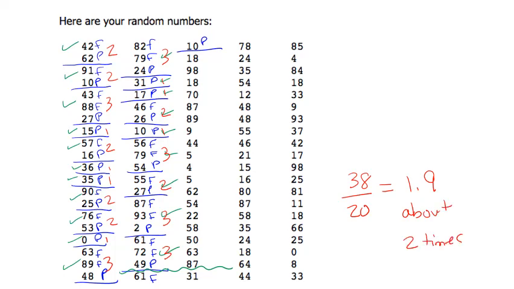Now, if I did this again with a different set of random numbers, the idea is that I will probably get close to 1.9 again. I may not get exactly 1.9, like I might get 1.95, I might get 1.88, but I'm going to get something close to 2 every time that I do this, so that my answer is approximately 2.